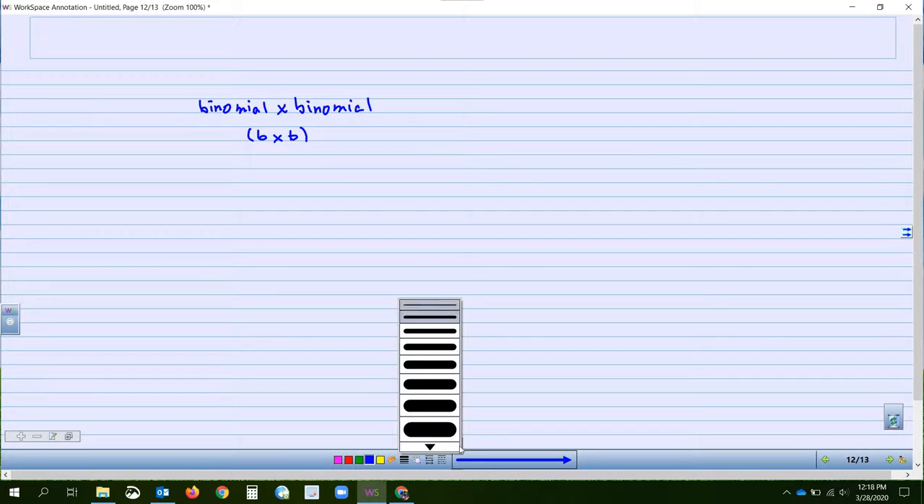All right, so here we go. Let's do a binomial times a binomial, or the way we were writing it before, B times B. Binomial is 2 terms. I'm multiplying a 2-term times a 2-term, and 2 times 2 is 4.